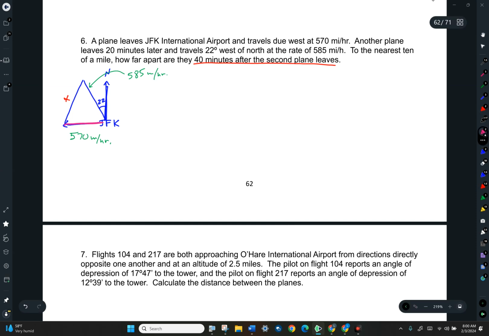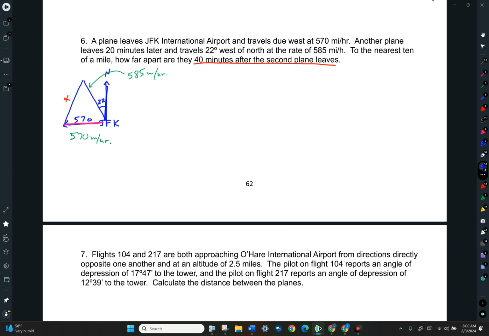Remember, this plane had been traveling for 20 minutes when the other one left, but then it says 40 minutes after the second plane leaves. So this plane is traveling for 60 minutes, which is an hour. If he's going 570 miles per hour and travels for an hour, he has gone 570 miles. So the length of that side is 570.